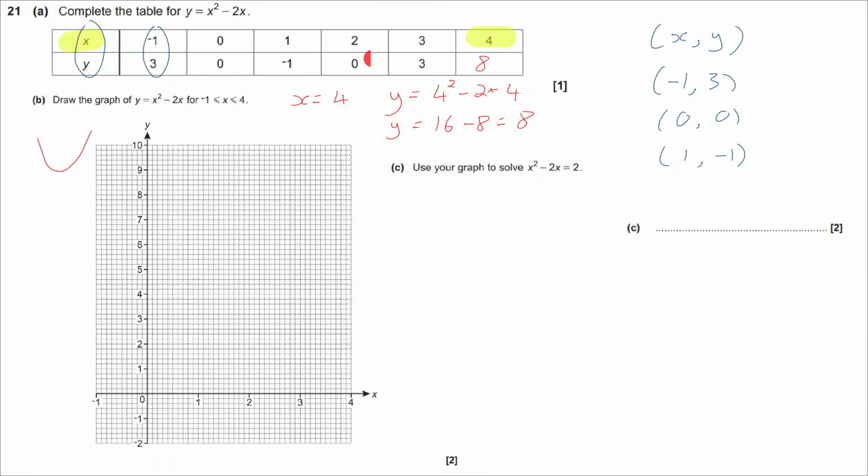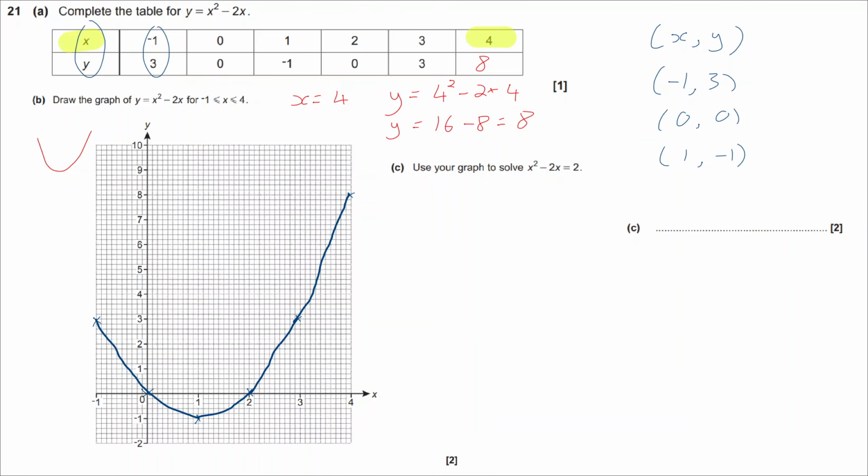So you just go and plot these coordinates onto the grid. Let's go and do this. The first one, -1, 3, is going to be over here. We've then got 0, 0. Then 1, -1. 2, 0, 3, 3, which is about here. And then 4, 8 is going to be here. Then you just draw a smooth curve, because it's not a straight line. It's going to be a freehand curve as best you can going through the points. Of course, it's a little bit tricky, but actually this is not too bad. There we go, that's pretty good actually. So that is it. I've done part B.